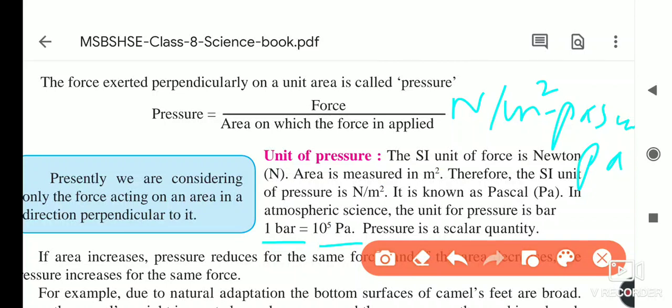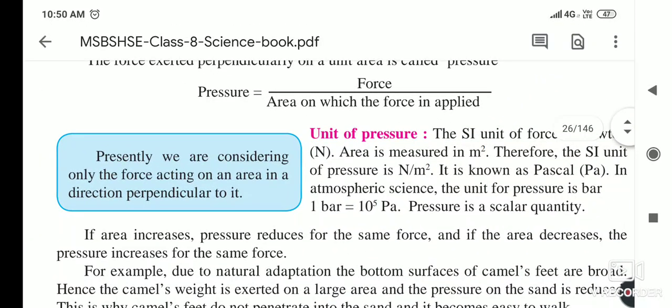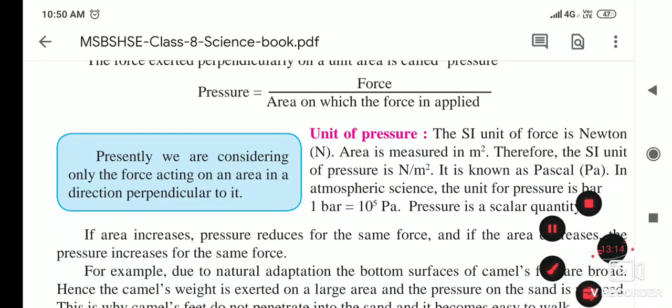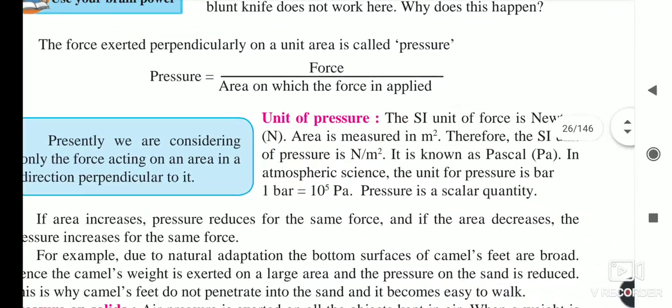Pressure is a scalar quantity, which means we do not take direction into account, and that's why it is called a scalar quantity. Presently we are considering only the force acting on the area in a direction perpendicular to it.